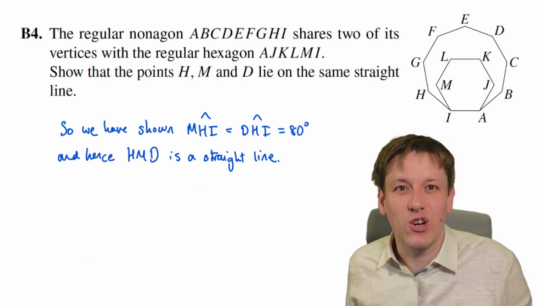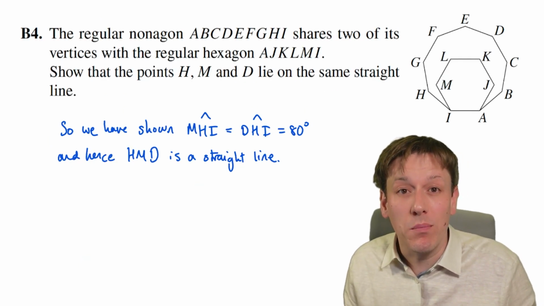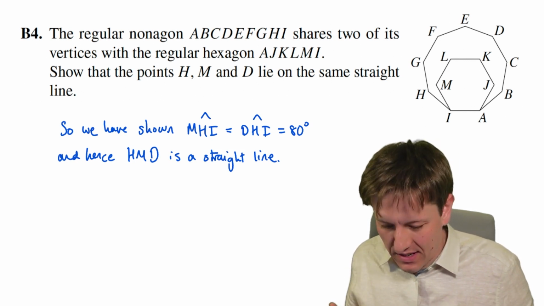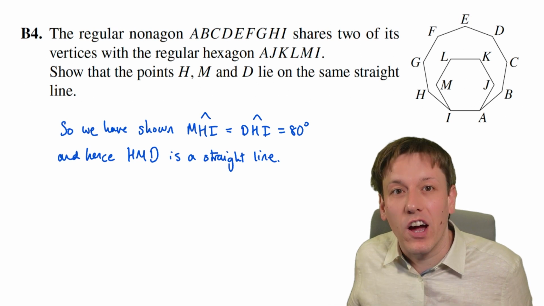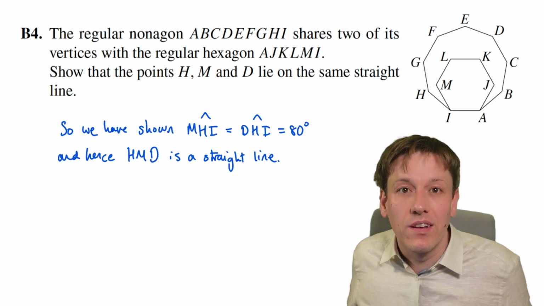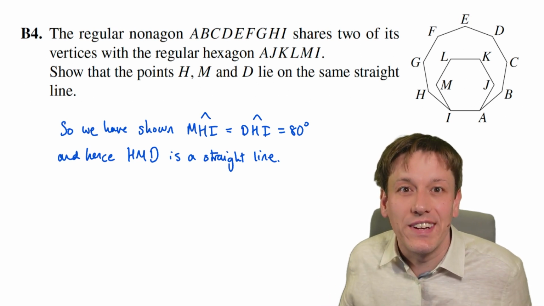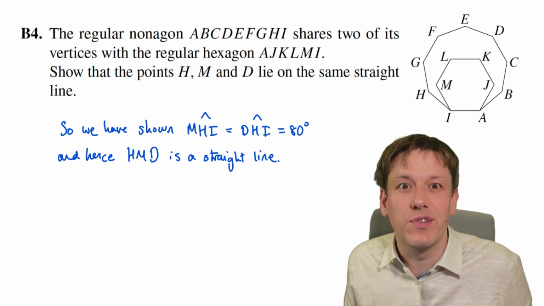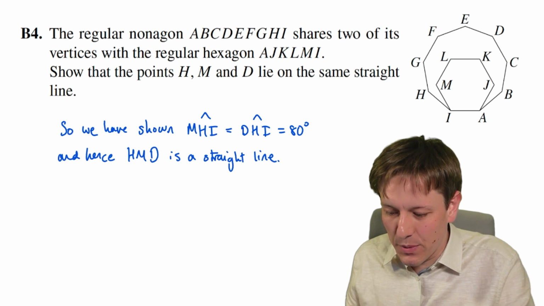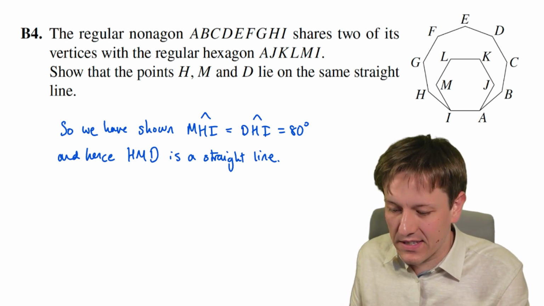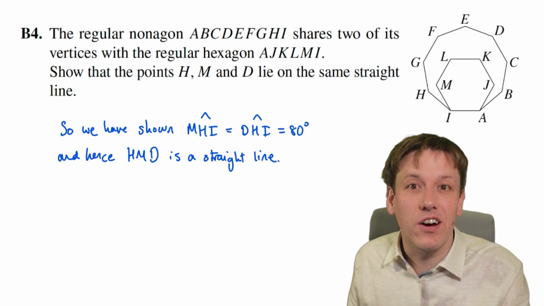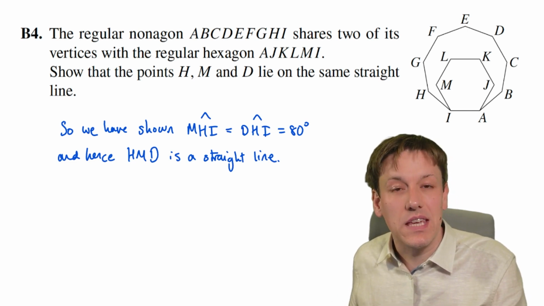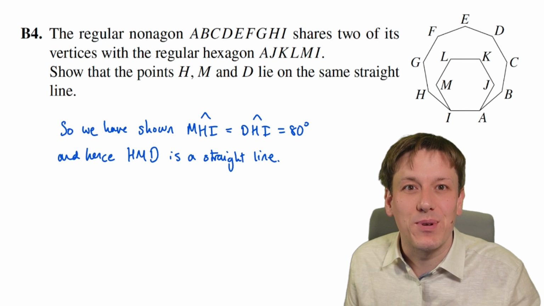But we're not going to leave anything to chance in an Olympiad answer. Make sure you come to a conclusion at the end here. Don't just assume that the person marking it will know that the argument is over there. They may well know that, well in fact they will certainly know that because they will have thought deeply about this question, but they want to know that you are absolutely confident that you have completed the argument at this point. So we need to put one final line in, something to the effect saying, so we have shown angle MHI equals angle DHI equals 80 degrees, and hence HMD is a straight line, and then we're done.